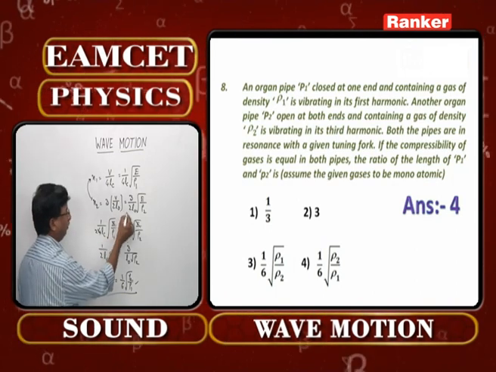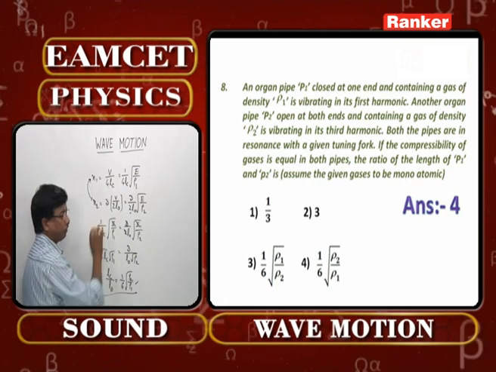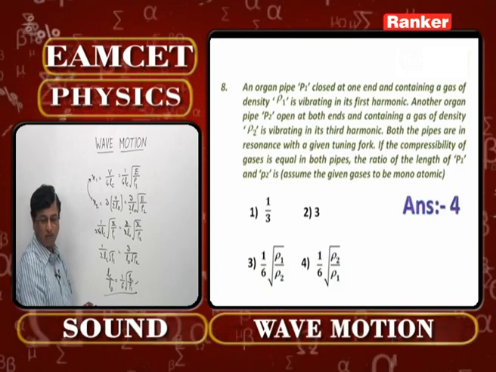Once again check carefully. This is second overtone or third harmonic. This is first harmonic. This is the closed pipe, this is the open pipe. So that is a relation one should have in memory.